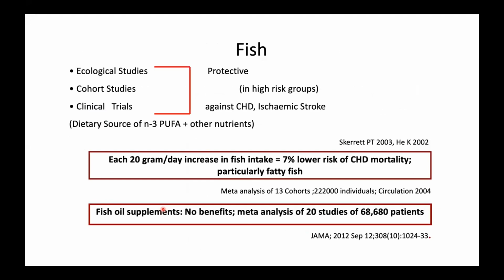What about the fish? Fish is recommended, especially the fatty fish, not the freshwater fish. Fatty fish are a good source of omega-3 fatty acid. They are a good source of protein. And in ecological, cohort or clinical trials, all types of studies have shown it to be protective against coronary artery disease or stroke.